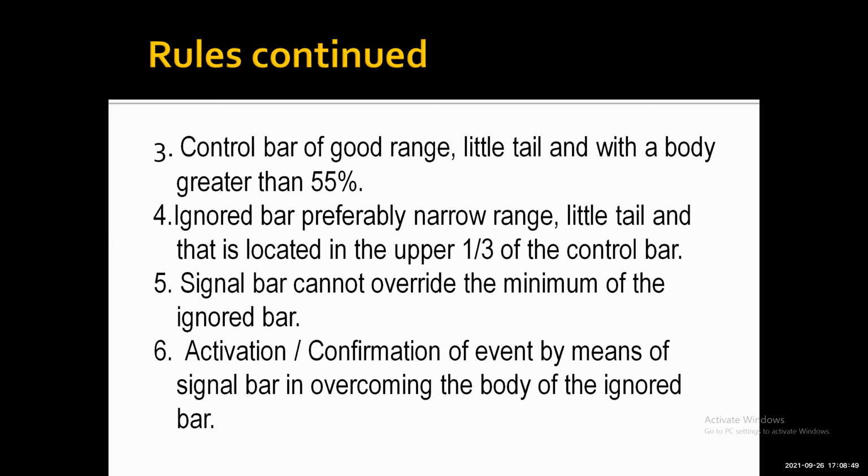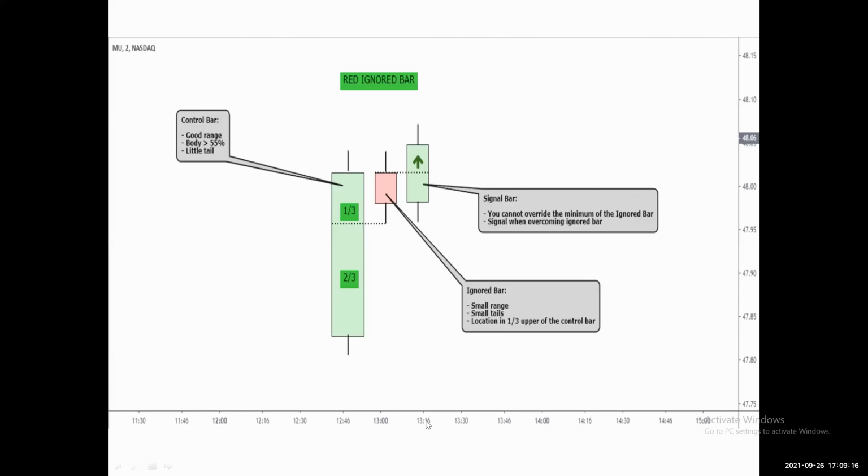The signal bar, that is the third bar, cannot override the low of the ignored bar, low for the buy trade and high on the sell side. Activation or confirmation of the event by means of the signal bar is by overcoming the body of the ignored bar. We'll see this part. Now, just pay attention to this part. This is the most important thing.